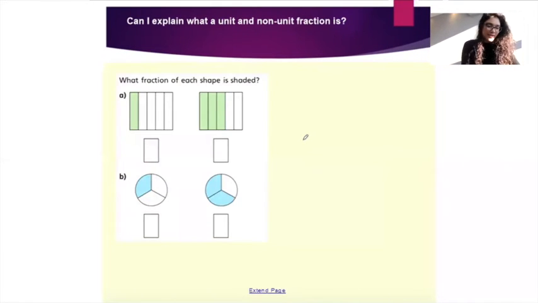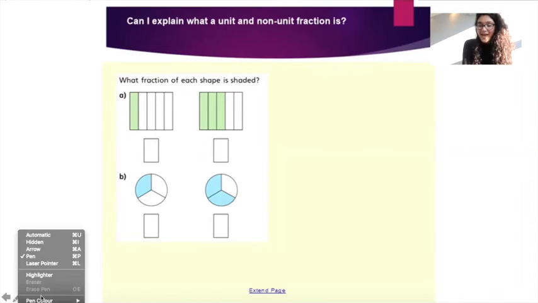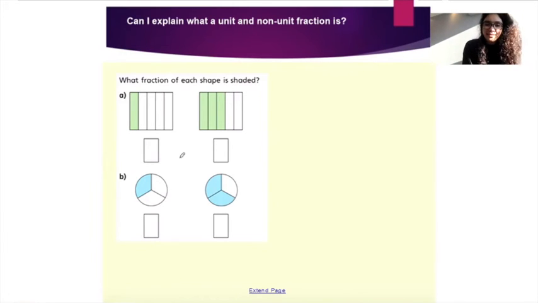Let's try this question. What fraction of each shape is shaded? So let's work with part A first. What fraction of this shape is shaded? Have a go at answering that. It would be 1 out of, how many parts do we have? 1, 2, 3, 4, 5. So it'd be 1 out of 5, because 1 slice out of 5 slices has been shaded.